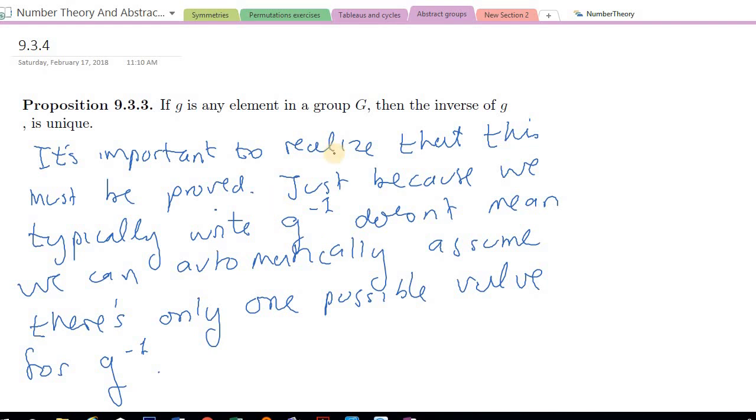You're trying to show there's only one inverse, so the way to show that is you assign two different letters for inverses and show that those two different letters actually must denote the same thing. So for instance, you could say, let h and k be inverses of g, and then you'll show that h equals k. That means that g has only one inverse. So you can go through the proof and see how that works.